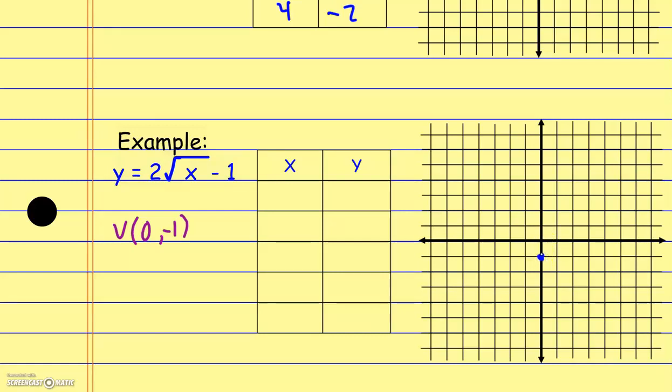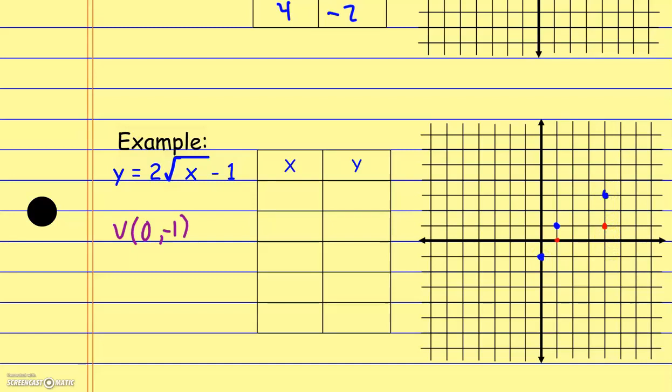The a value is 2, so this thing is going to open up. And because it's a 2, it's going to be stretched vertically. So let me draw my original function. My original shape would be over 1 up 1, over 4 up 2. But basically, since I'm stretching this by a factor of 2, I'm going to double all those. So right here, instead of going up 1, I go up 2 instead. Here, instead of going up 2, I go up 4.